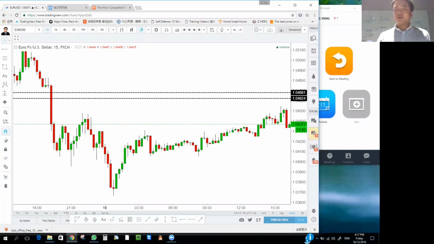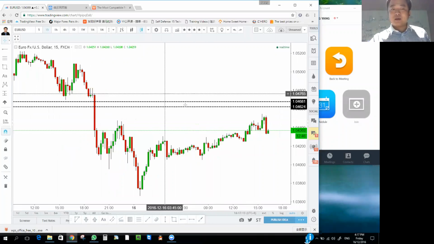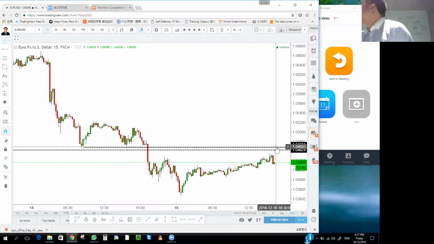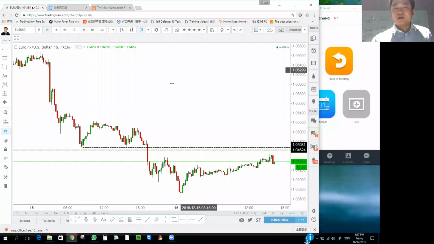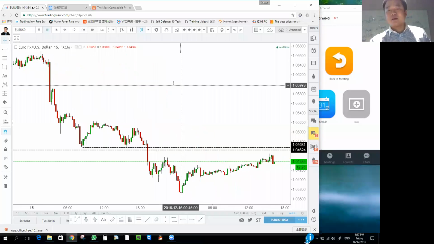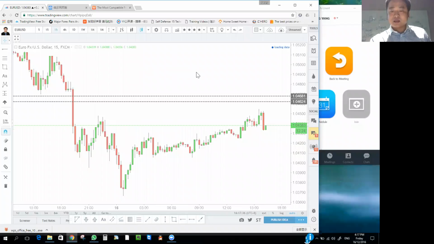Okay. So today, maybe the euro, this is a place that I want to short, by simply looking at the structure. So just remember the structure is the most important part. Without structure, you cannot determine where is the resistance and where is the support. And then maybe you can look at some other things. Okay, let's check the 1 hour chart.